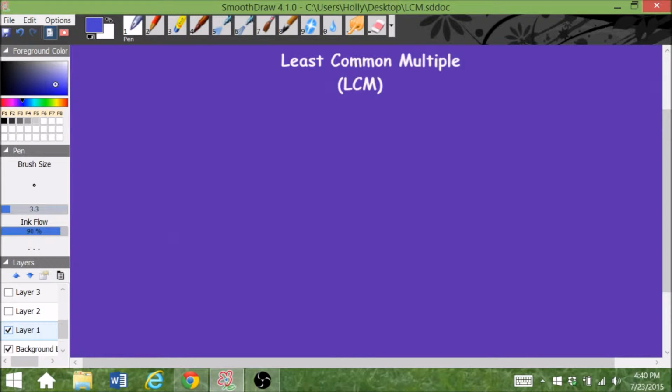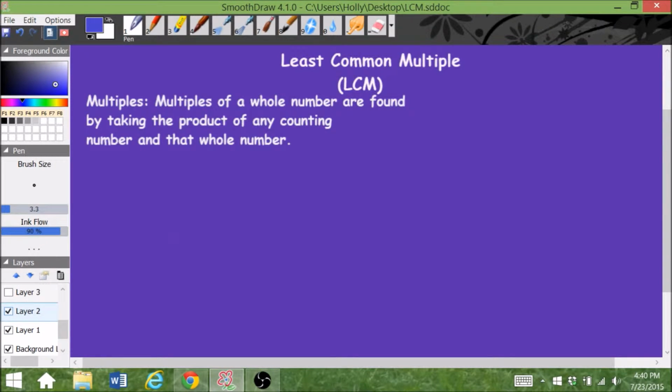Whenever you're finding a least common multiple, the first thing you have to understand is what is a multiple. Multiples of a whole number are found by taking the product of any counting number and that whole number. You might remember that product means multiply. So, product means to multiply. And we are finding multiples. So that's a really good hint to how we're going to do this.